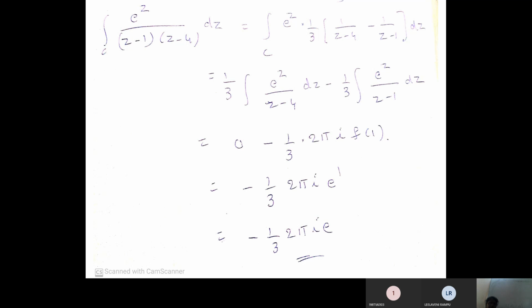Now look at the PPT. 1 by (z minus 1)(z minus 4) is written as 1 by 3 into [1 by (z minus 4) minus 1 by (z minus 1)]. Separating the integration, e power z by (z minus 4) minus e power z by (z minus 1). So 4 is a point outside the circle, so the integration is 0. 1 is a point inside the circle, so you can apply Cauchy's integral formula: 2 pi i into f of 1, e power 1. So 1 by 3 into 2 pi i e. So that is the answer. Okay, I am going to the next.